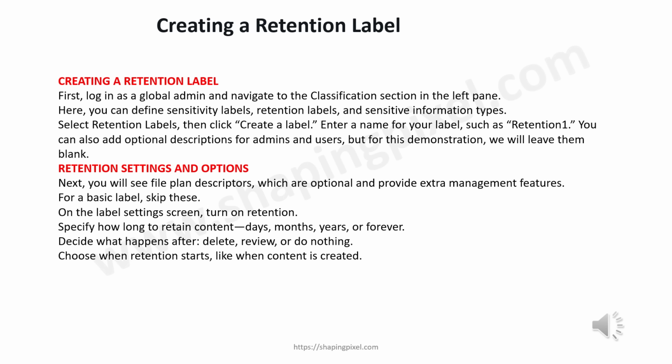Next, you will see File Plan Descriptors, which are optional and provide extra management features. For a basic label, skip these. On the Label Settings screen, turn on Retention. Specify how long to retain content: days, months, years, or forever. Decide what happens after: delete, review, or do nothing. Choose when retention starts, like when content is created.